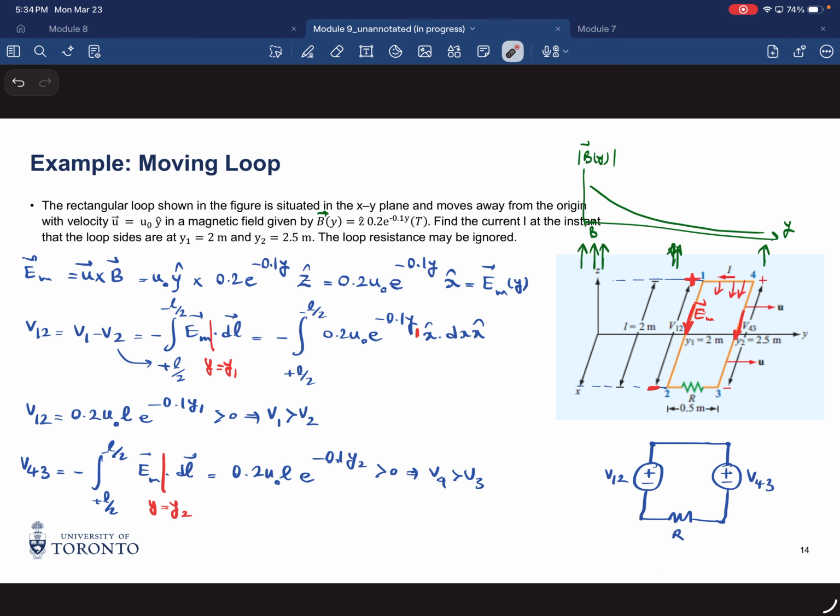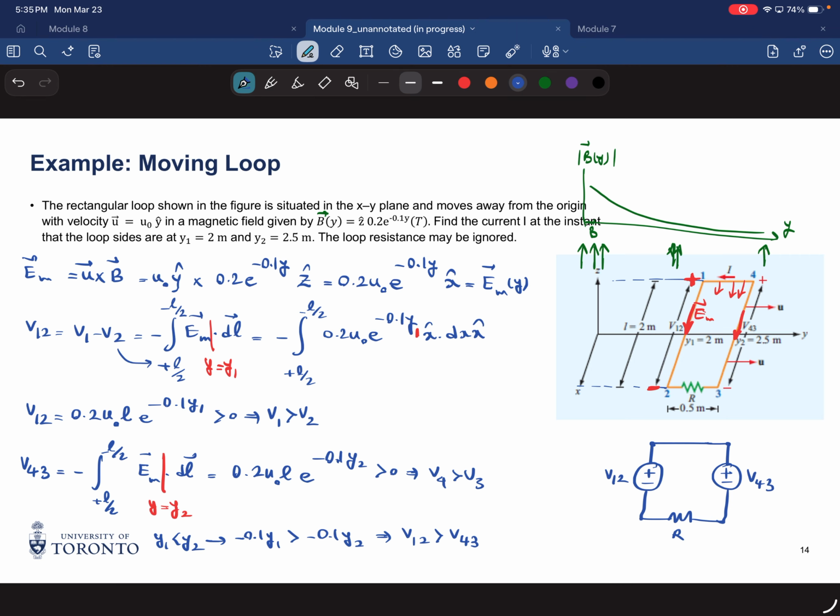So now, let's look at V43 here and V12. Which one of them is bigger? Go ahead, Amjad. I think V12 is bigger since Y1 is a lesser number than Y2. Exactly. So, since Y1 is less than Y2, then minus 0.1 of Y1 is larger than minus 0.1 of Y2, which would make V12 larger than V43. And they're both positive numbers.